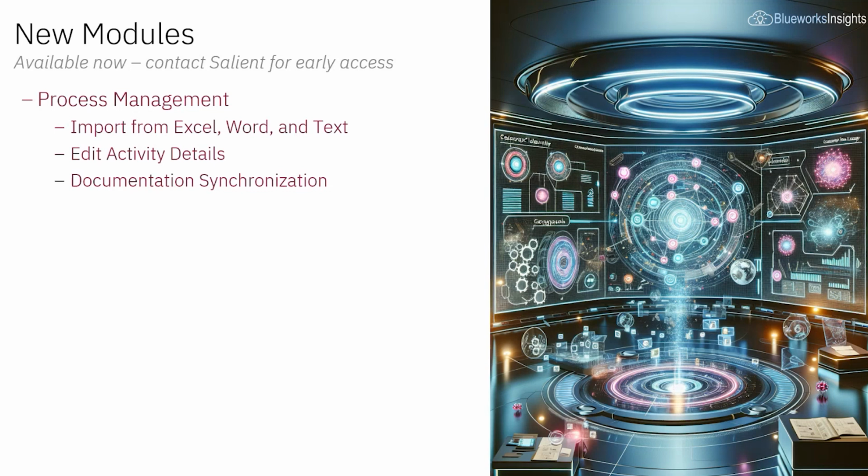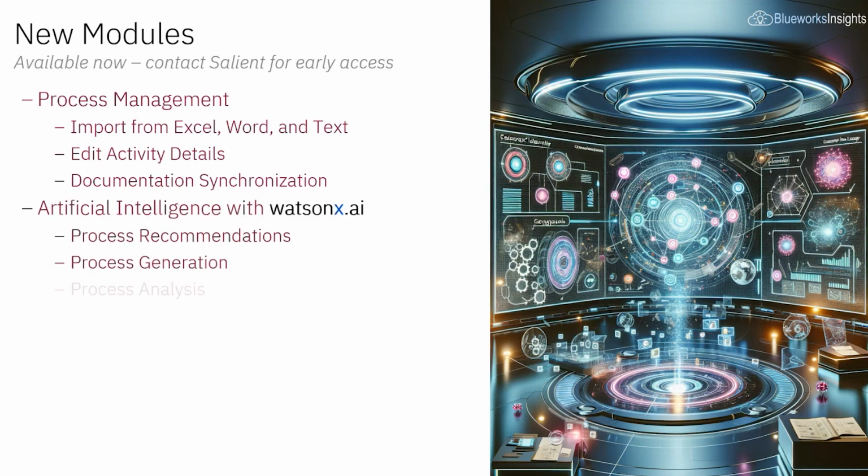Being able to edit activity details directly in Blueworks Insights. So imagine having a screen that has every single activity and every single property of those activities in one view. You don't have to open each individual activity to change it. You can actually just do it all in one view, hit save, and it pushes all that information back into Blueworks Live. And then the documentation synchronization allows us to connect this to other systems and be able to have a better source of truth for the documentation on each of those tabs.